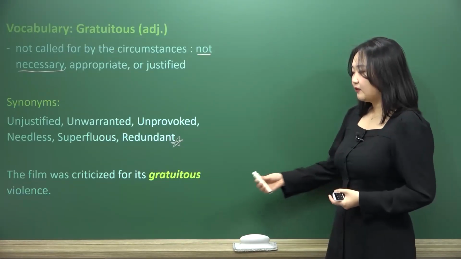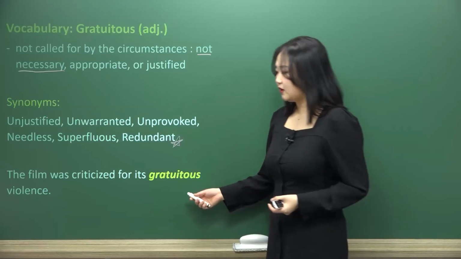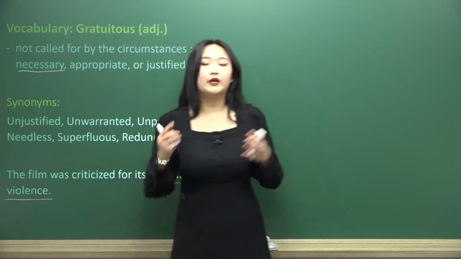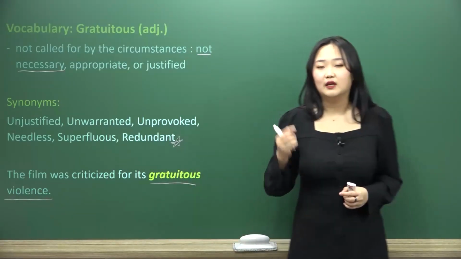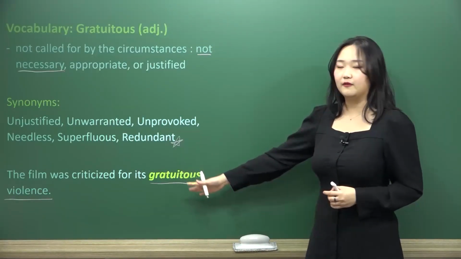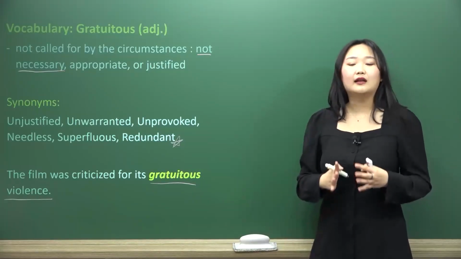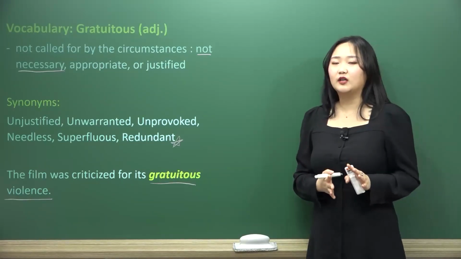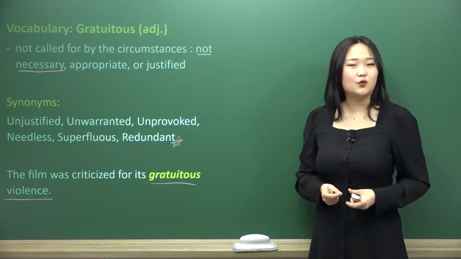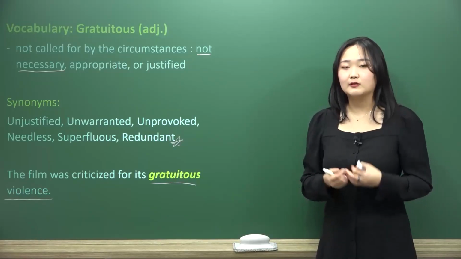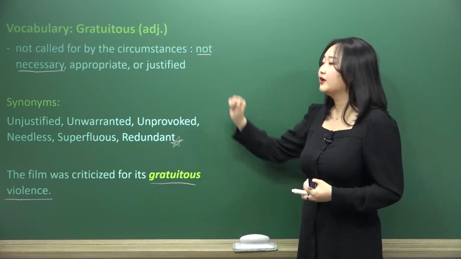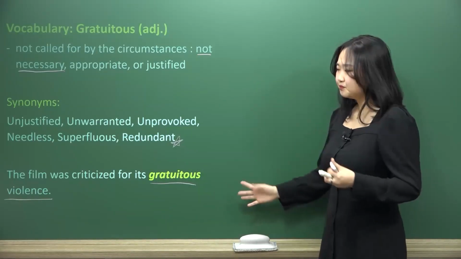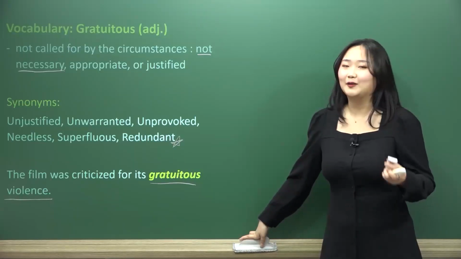The film was criticized for its gratuitous violence. So if we're talking about gratuitous here and describing the word violence, we can immediately assume that the film that people have been criticizing had a lot of action sequences or sections that were a little bit hard to watch, but also didn't quite make sense to the story probably. It was gratuitous, it was extra, it was unnecessary, not necessarily appropriate for the film, or completely unjustified. Long story short, we didn't need it. Why did we have to see it?